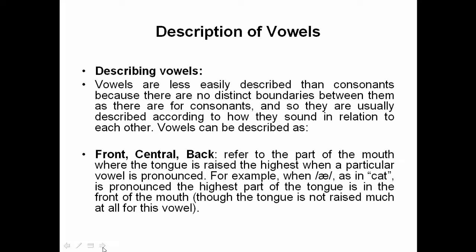These three terms refer to the part of the mouth where the tongue is raised the highest. We have talked about different parts of the tongue: the tip, the front part, the middle, and the back of the tongue. These different parts move up and down when a particular vowel is pronounced. For example, when the sheep sound, as in the word cat or hat, is pronounced, the highest part of the tongue is in the front of the mouth. Though the tongue is not much raised at all for this vowel, that is the highest part of the tongue, towards the front of the mouth. Pronounce the word and observe your tongue.